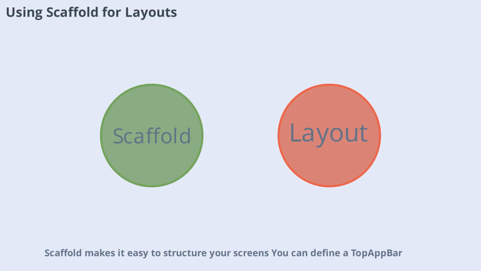Scaffold makes it easy to structure your screens. You can define a top app bar, bottom navigation, and floating action button, all in one place. This keeps your layout code organized and consistent. Scaffold is especially helpful for apps with complex navigation and multiple UI elements.